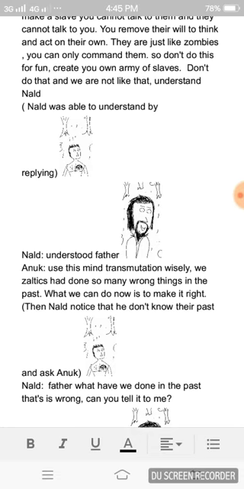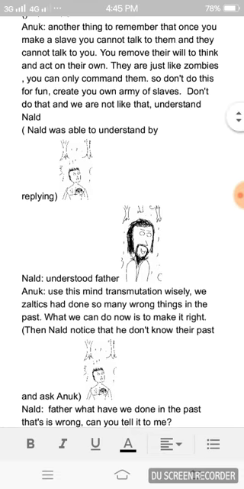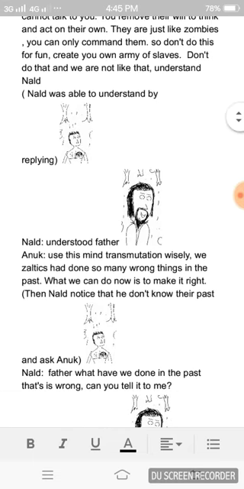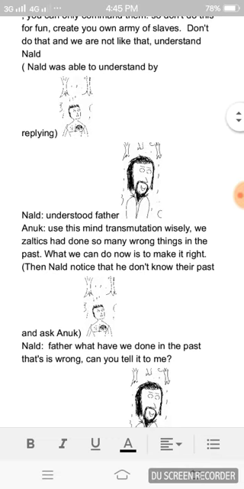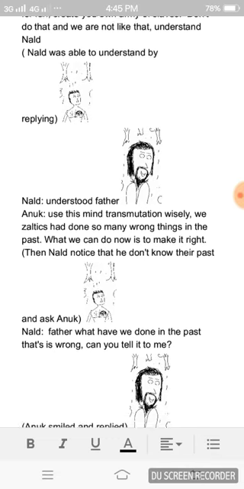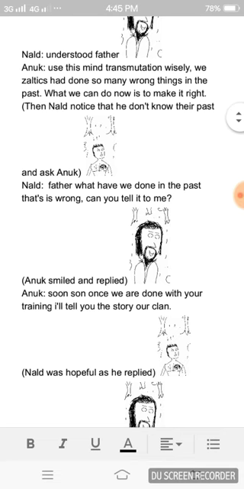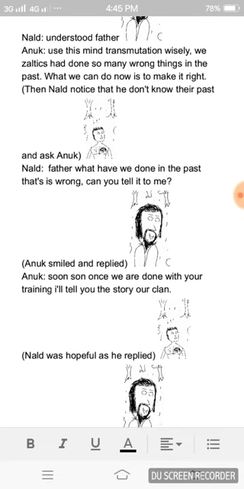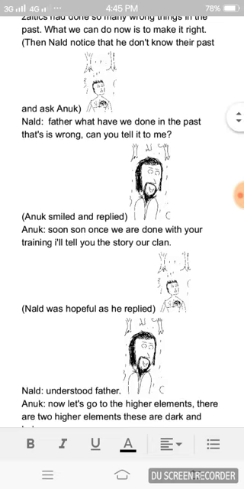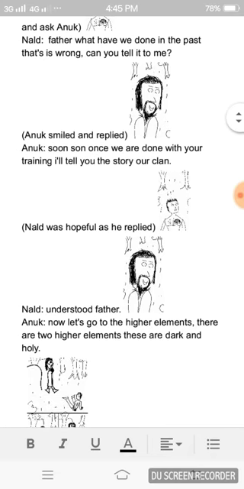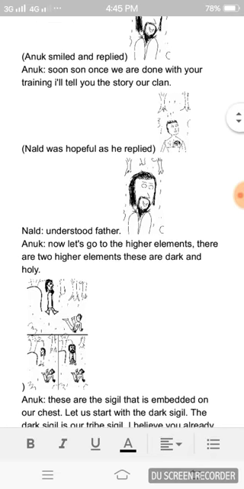Use this mind transmutation wisely. We Xaltic had done so many wrong things in the past. What we can do now is to make it right." Then Nald noticed that he didn't know their past, as he asked Anak, "Father, what have we done in the past that is wrong? Can you tell me?" Anak smiled and replied, "Soon, son. Once we are done with your training, I'll tell you the story of our clan." Nald was hopeful as he replied, "Understood, Father."